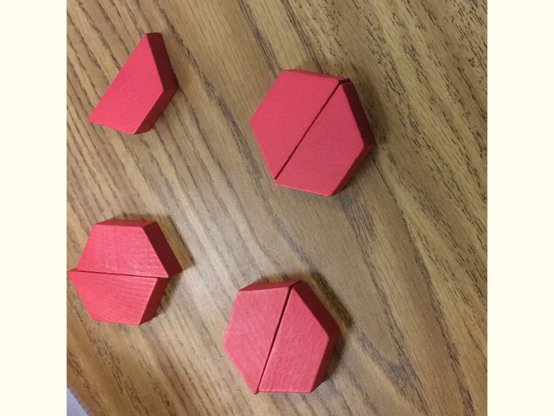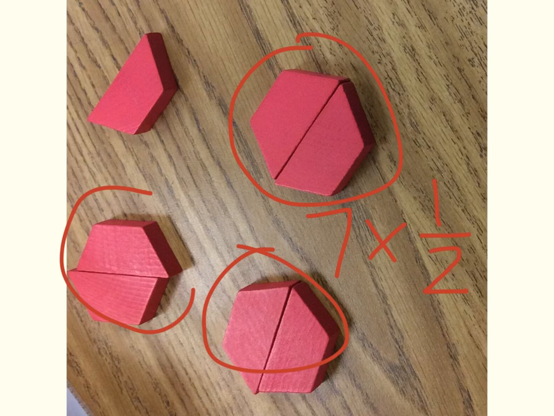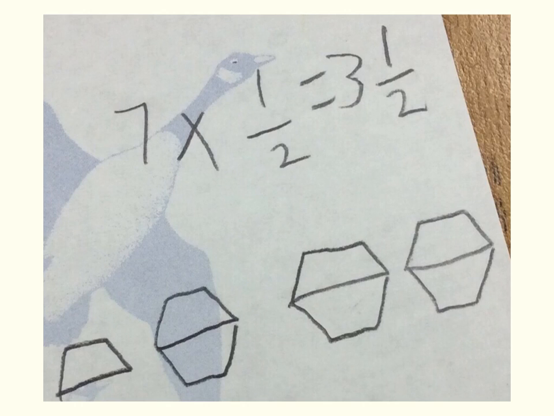This is a model that students created with pattern blocks to solve the problem 7 times 1/2. In this case, the trapezoid was the representative of 1/2, and the hexagon was the representative of 1 whole. So we have 1, 2, 3 wholes and a half. 7 times 1/2 is 3 and 1/2. Here we see another student who was solving 7 times 1/2 and has taken the pattern blocks and represented them in an illustration, arriving at the answer of 3 and 1/2.